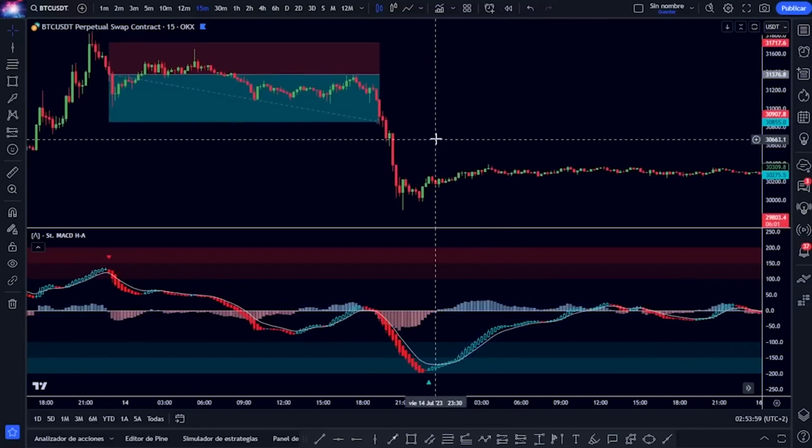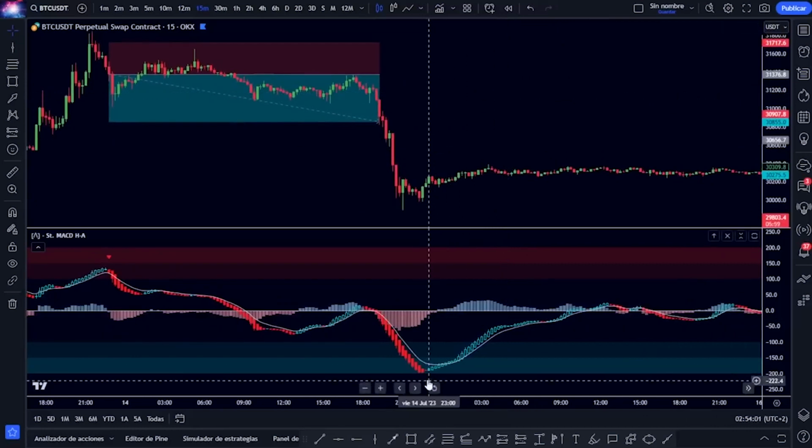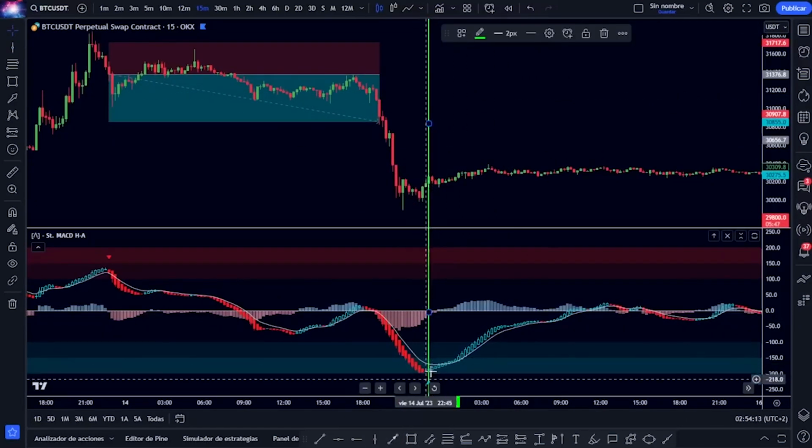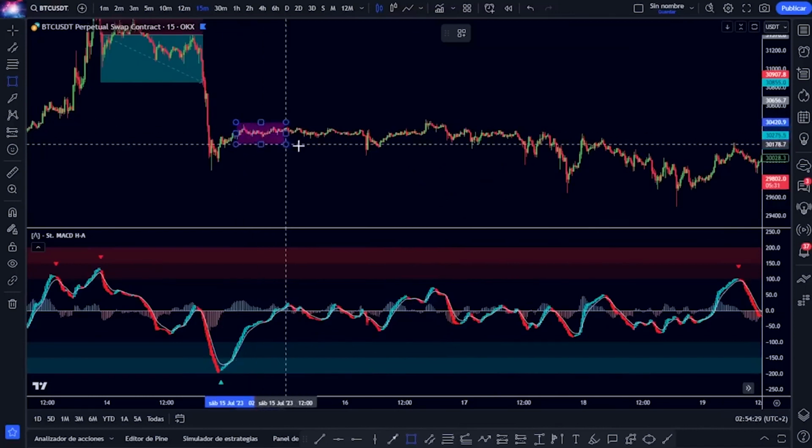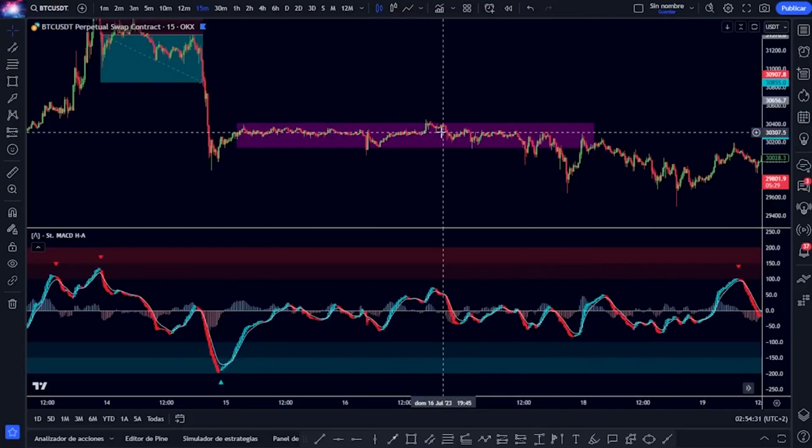A little later we see something similar. In this case we are looking for a long. We mark the signal on the MACD, but the histogram is still in red, negative, so we would not take this operation, and as you see the price would continue to form a range and then fall again.